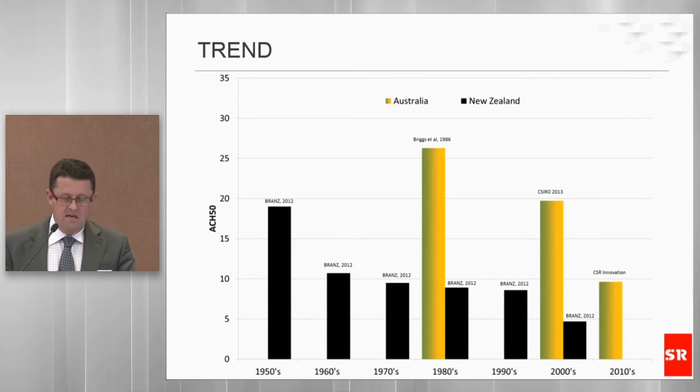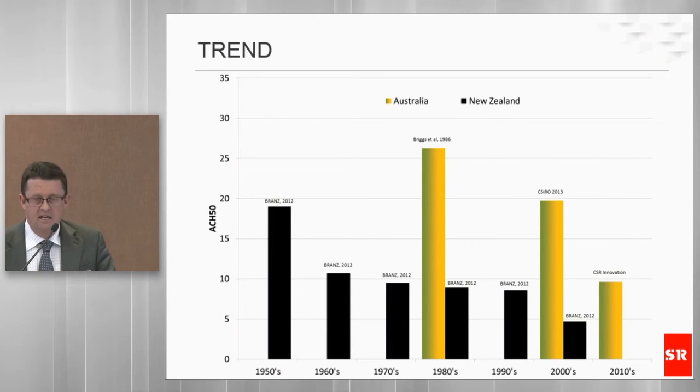We always like comparing ourselves with the New Zealanders. It's an Anzac tradition, isn't it? This chart looks at the air changes per hour. The black is of course New Zealand, and the green and gold is Australia. The New Zealanders have been measuring this for some time. BRANZ released a report in 2012.